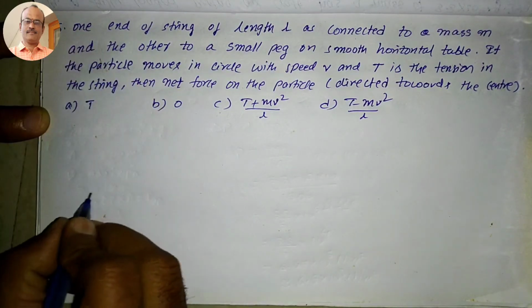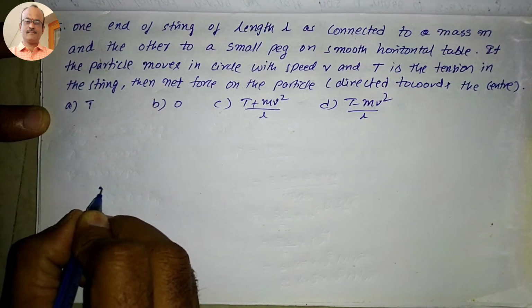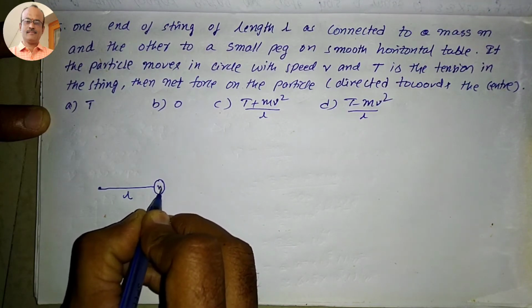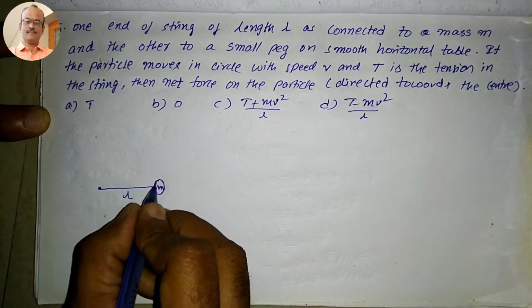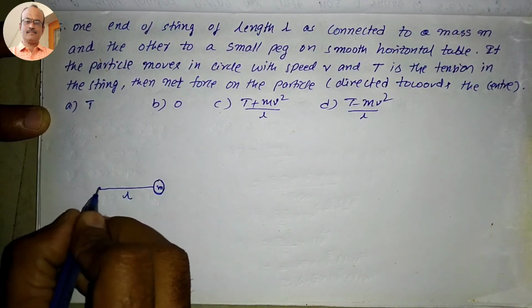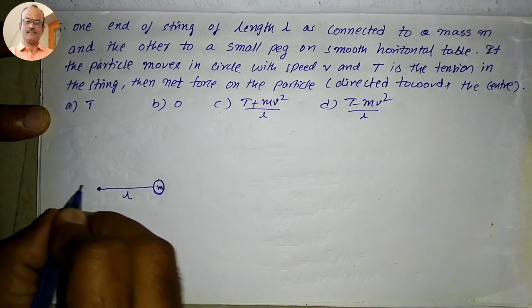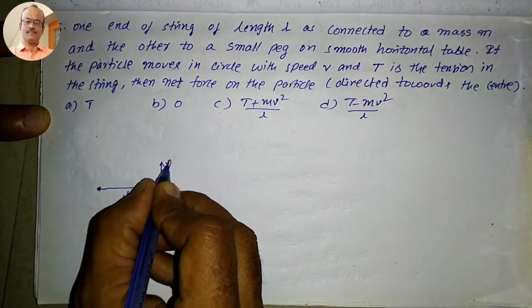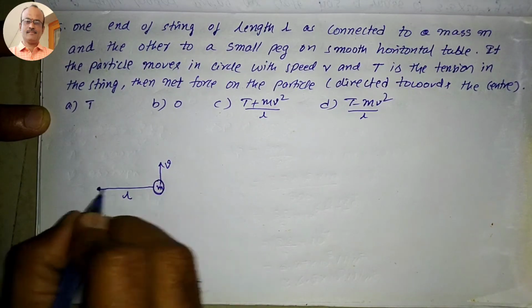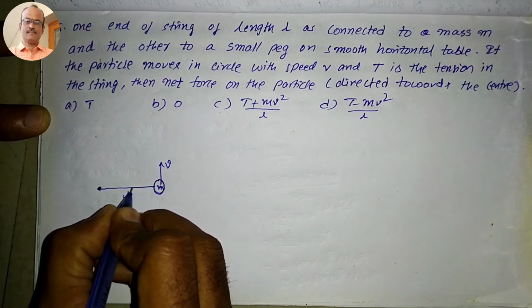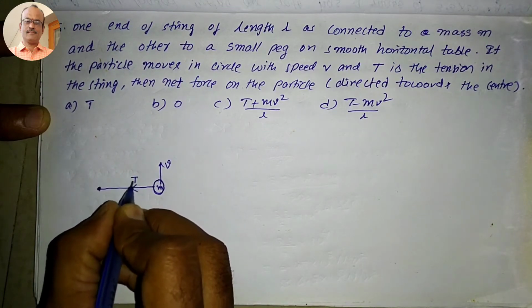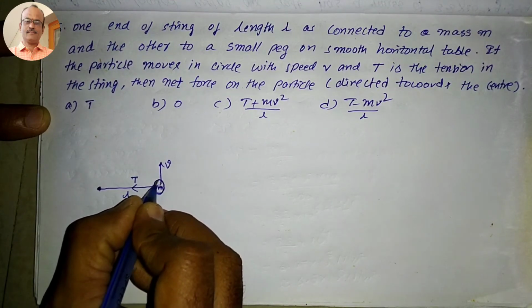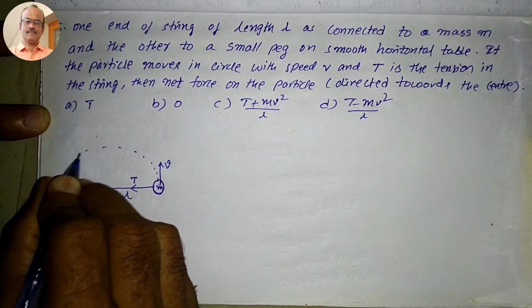Let us consider, here there is a string of length L connected to a mass M. That means one end is connected to the mass M and the other end must be connected to a small peg on the smooth horizontal table. And the particle moves with a speed v and tension in the string. Tension is always acting like this. That means tension always pulls the body, so it acts this side.